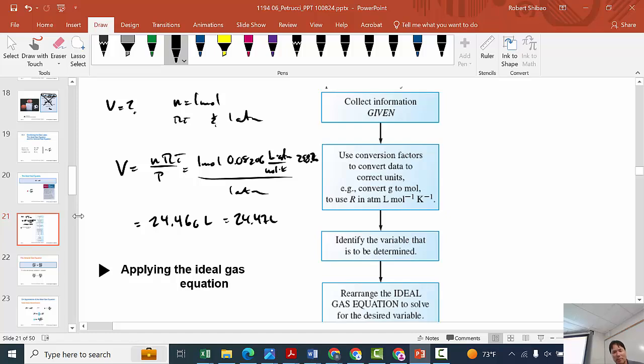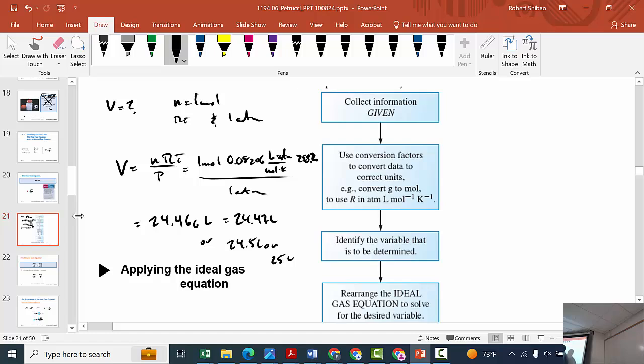24.47. If I do 298, what does it come out to? 0.08206 times 298 gives 24.45. Or 24.5 or 25 liters, depending on how many sig figs you want. So I need to adjust my previous calculation. So the 4 sig figs, 24.47, the 3 sig figs, 24.5, and the 2 sig figs, 25.